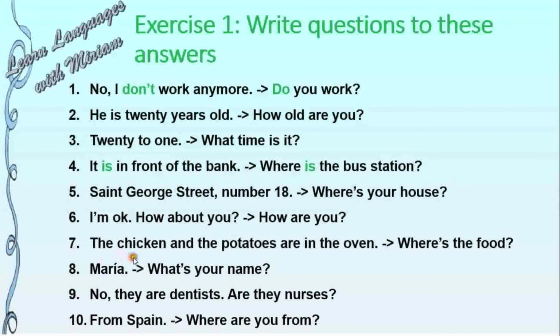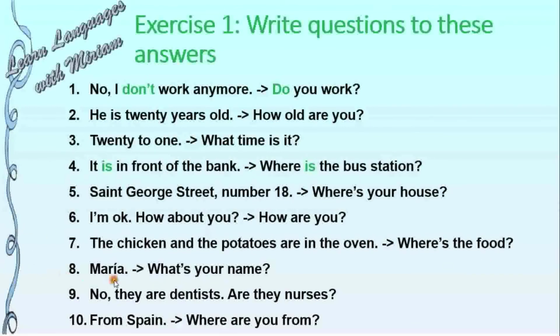7. The chicken and the potatoes are in the oven. So for example, we can ask, where's the food? Again, where, the question, then the verb to be is, and then the food, what we are asking for.